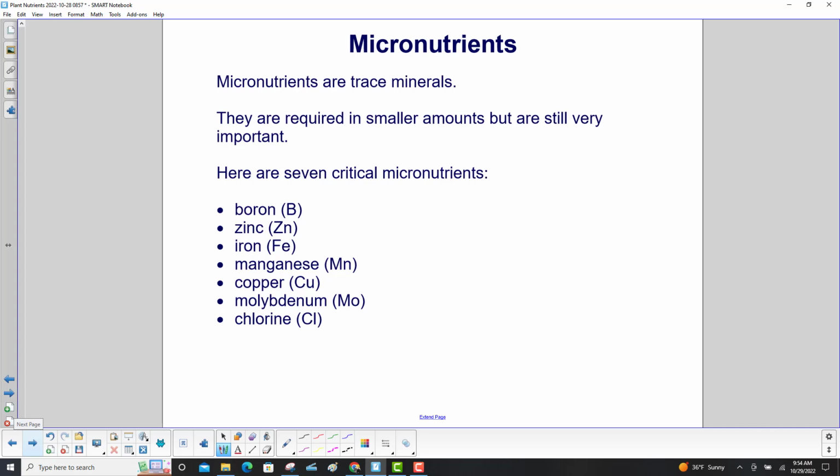Micronutrients are trace minerals. They are required in smaller amounts, right? That's the word micro, smaller, but they are still very important. Here are 7 critical micronutrients: boron, zinc, iron, manganese, copper, molybdenum, and chlorine.